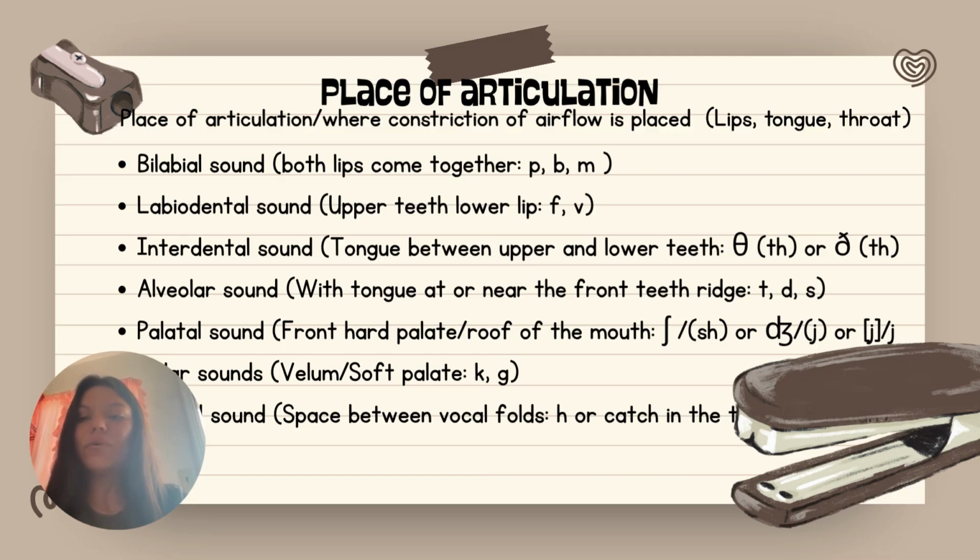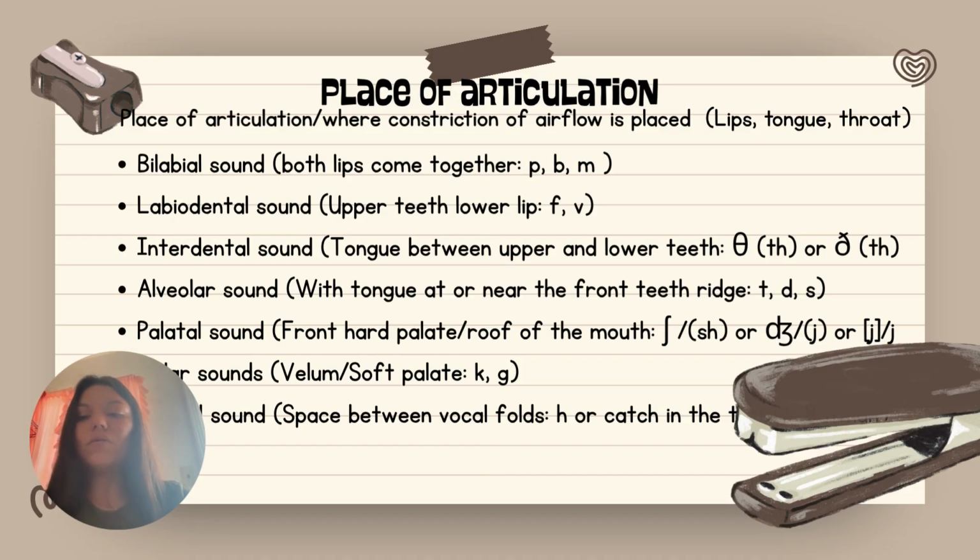Alveolar sounds are produced with the tongue at or near the front teeth ridge, as in the phonemes t, d, s. Palatal sounds are produced at the front palate or the roof of the mouth, as in the phonemes sh and j.